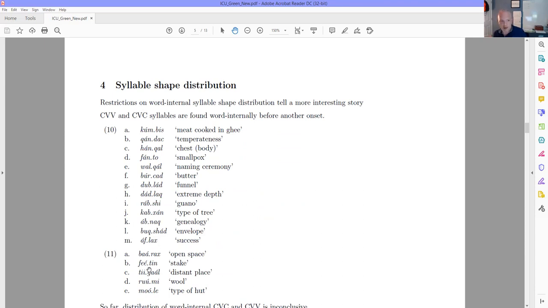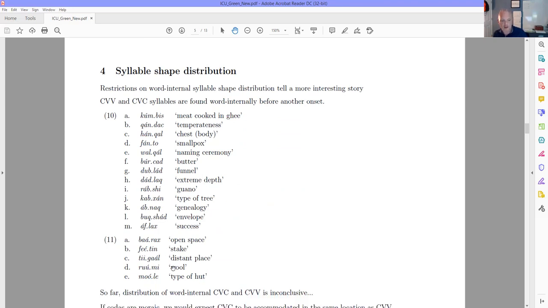So to start with the basics, CVV and CVC syllables are found word internally before another onset. So tons of different examples here in 10, showing all different combinations. We have nasals and liquids and stops. We also have fricatives down here. So not too terribly restricted. So there's your CVCs, and then we have CVVs.